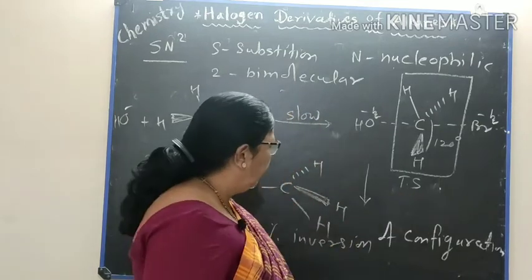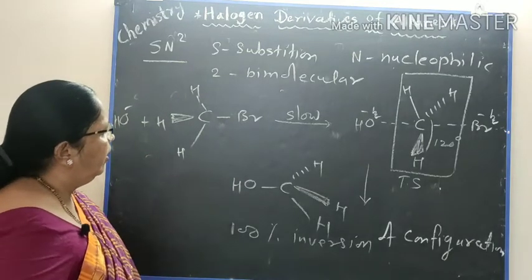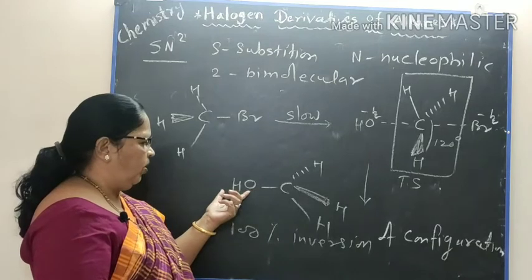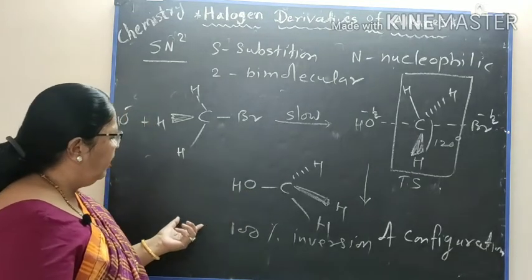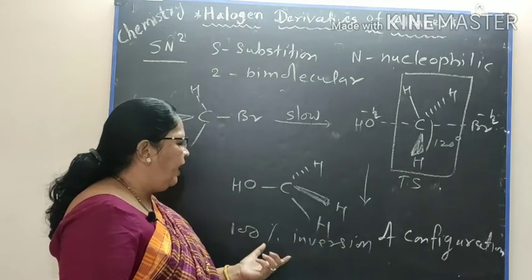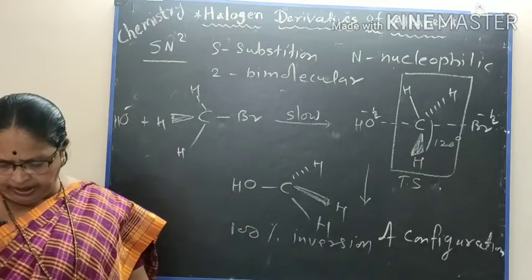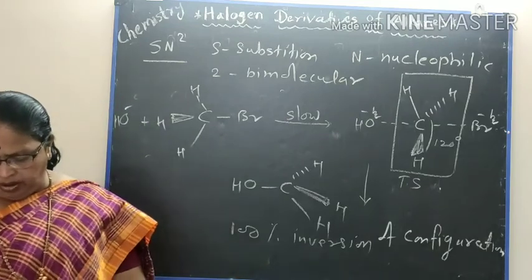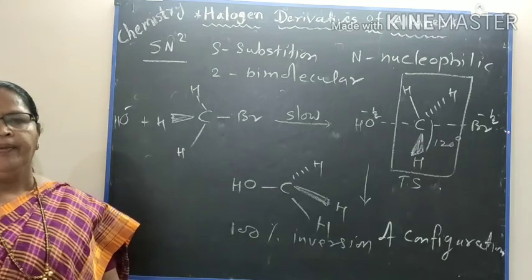After some time, the C-Br bond breaks totally and the C-OH bond is formed totally, and methyl alcohol is formed, but the stereochemistry shows 100% inversion of configuration. This is also known as Walden inversion.